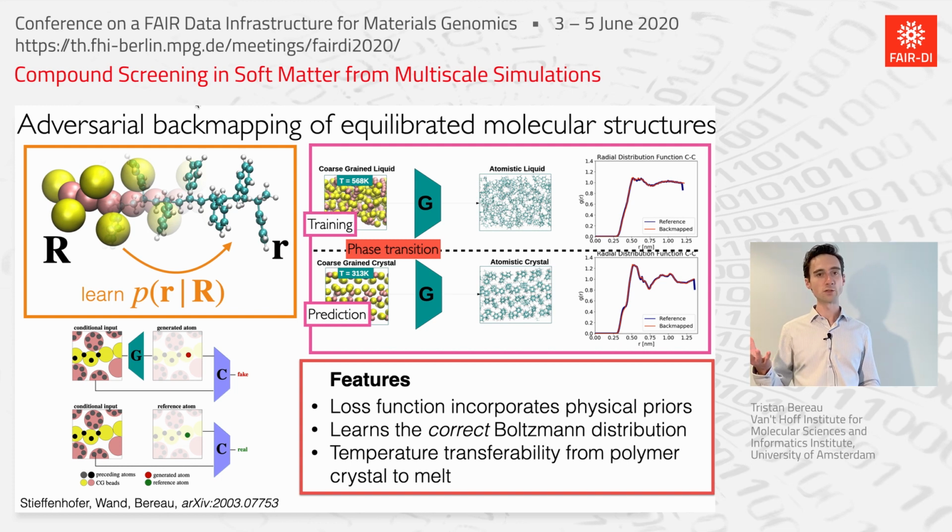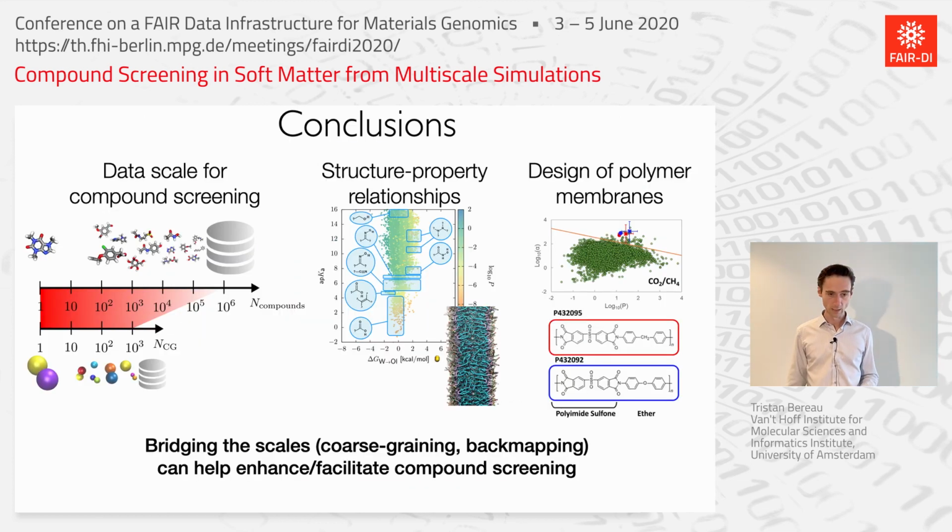This is really interesting because it doesn't require additional energy minimization. It also seems to be extremely temperature transferable, in the sense that we trained our model on high temperature polymer melts, and we could apply it to the crystalline phase of that polymer without retraining, and we got excellent performance in both phases. So it's really promising in the context of speeding up and generating equilibrated condensed phase molecular structures. All right, I'm at the end.